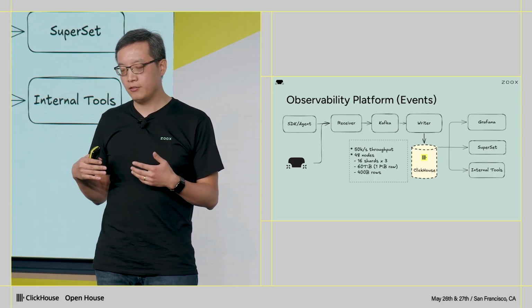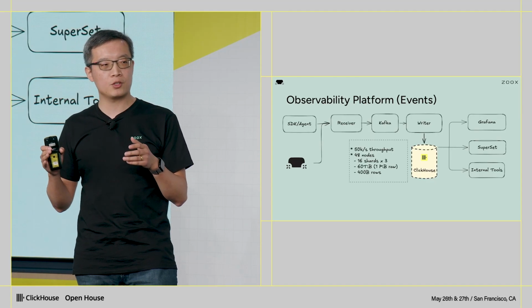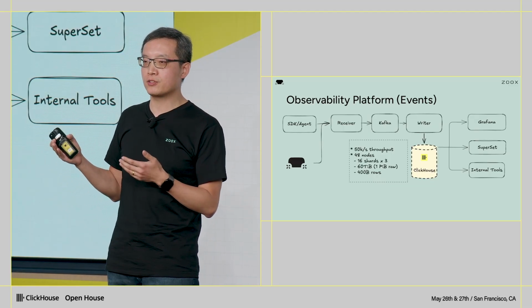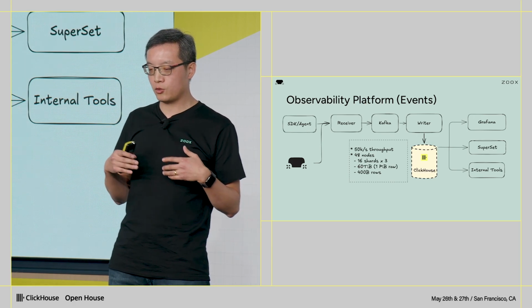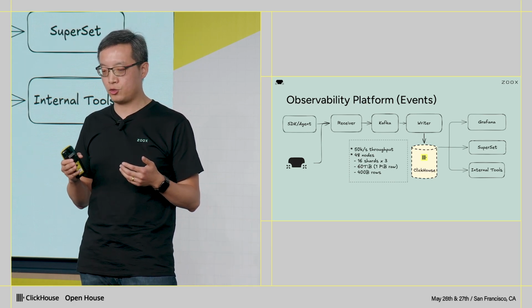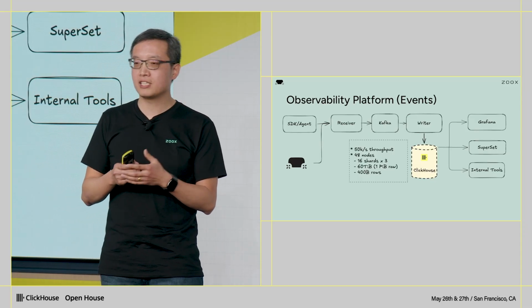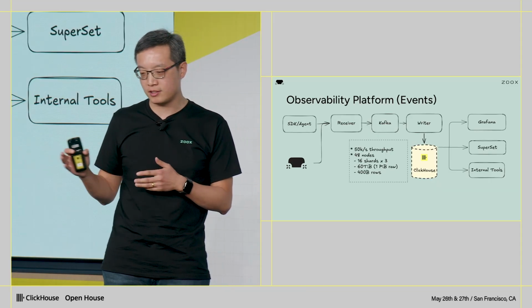For the users, we integrate ClickHouse with Grafana, so users can create dashboards, alerts, and SLOs for their services. They can also run ad hoc queries in Grafana, and they can use Superset as well to explore the data. We also have some internal tools that enable MCP, so users can use AI to explore data as well.